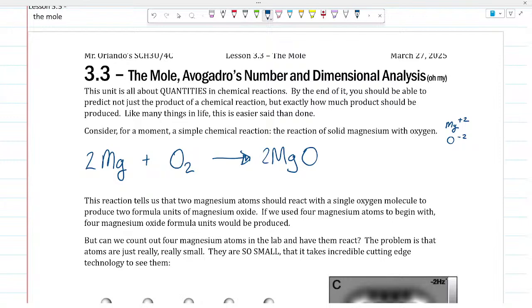Now the oxygens are negatively charged, the magnesiums are positively charged, and they're stuck together. Quantitatively speaking, for this to work, it takes 2 magnesium atoms to bump into 1 oxygen molecule. And when we're done with that, we get 2 formula units of magnesium oxide. Does that make sense? That's how we read that chemical equation.